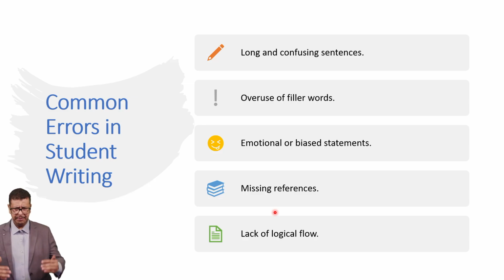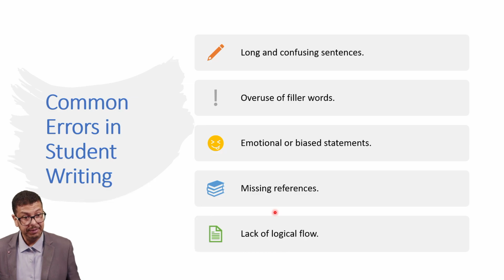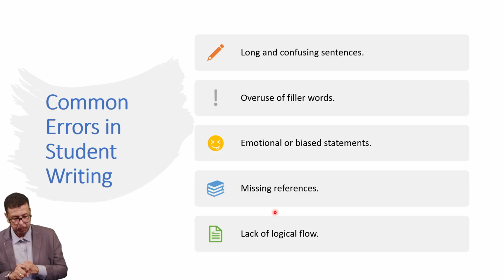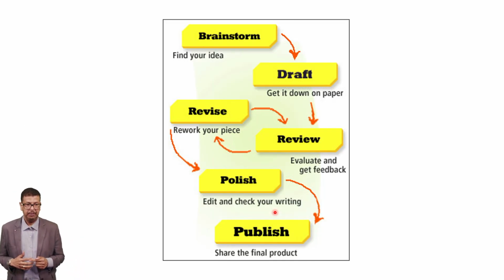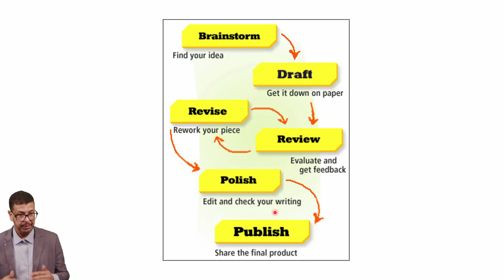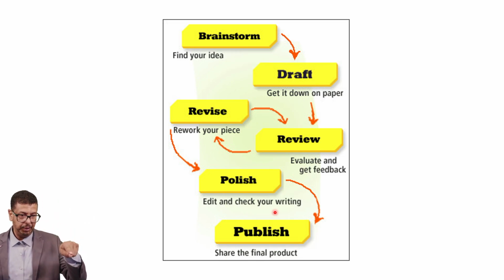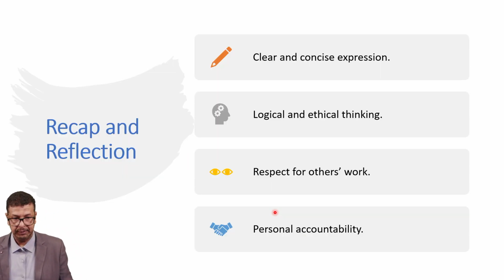So now we are coming to the end of the presentation. The common errors in students' writing are long and confusing sentences, overuse of fillers, emotional and basic statements, missing references, and lack of logical flow. This is very important for students to consider in academic writing. The stepwise approach: before writing, brainstorm the idea; then draft, getting the idea on paper; then review, getting feedback; then revise, reworking; then polish, edit and check the writing; and finally publish, sharing the final product.